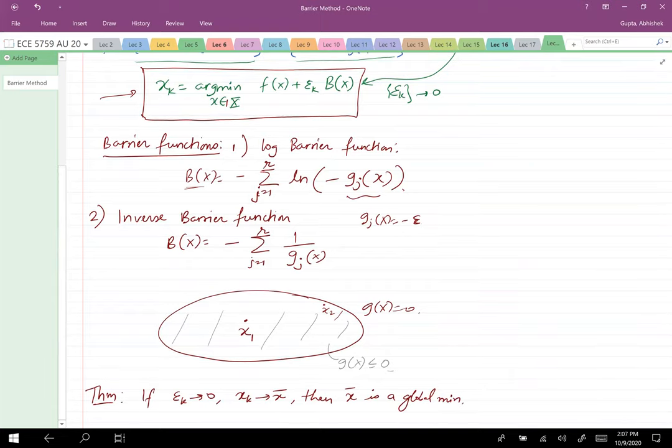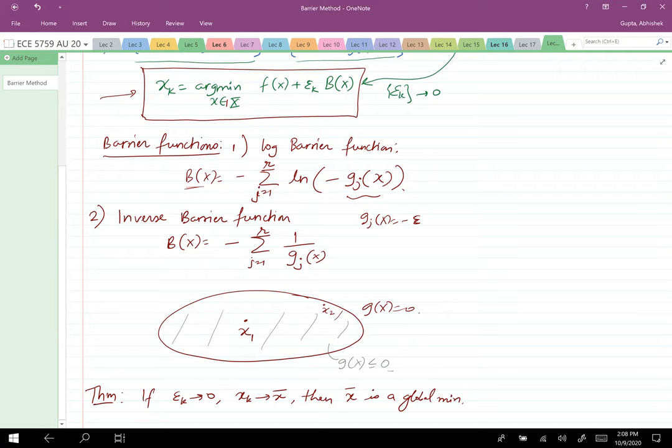Okay, any questions so far on this barrier function approach? Professor, I have one question. Yes. In this, have we assumed that the solution that we want is inside the closed set? Can't it be on the boundary? If it is on the boundary, then the barrier function will explode at that point.